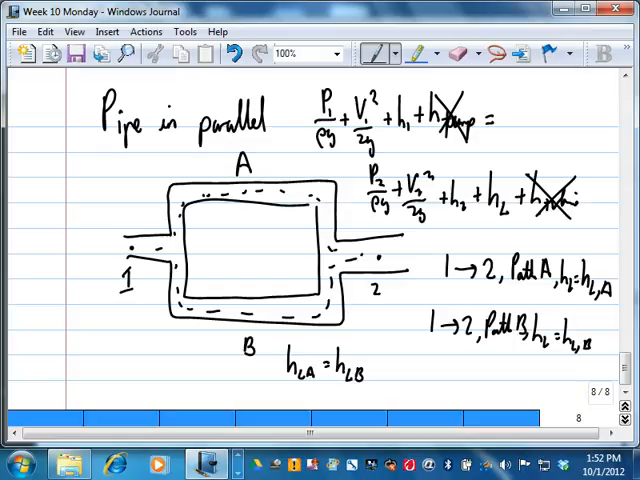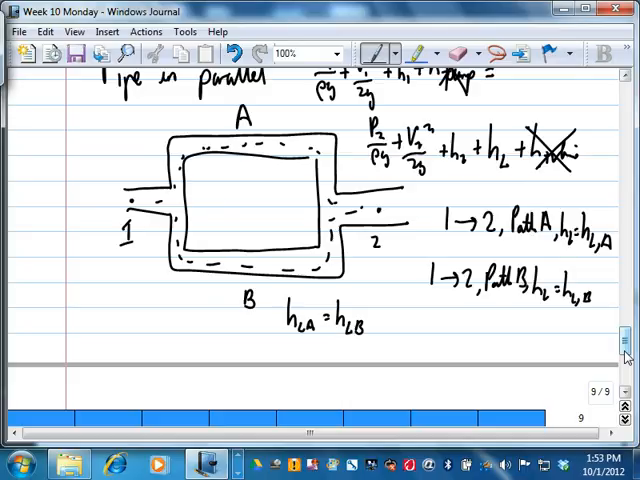Alright? Can you see? So everything is the same. Going from 1 to 2, either path A or path B, everything is the same, so therefore the HL must be the same. So everything else is the same. Right? Okay. You can do this for homework. Go by path 1, put HLA here. Do this one, HLB there. Subtract the two. You get HLA minus HLB equals 0. Alright. For those who don't believe.